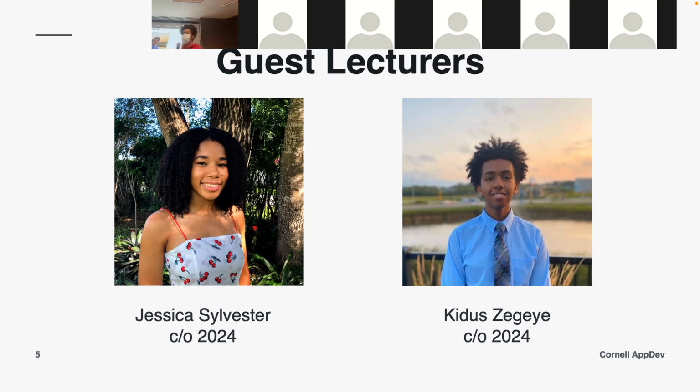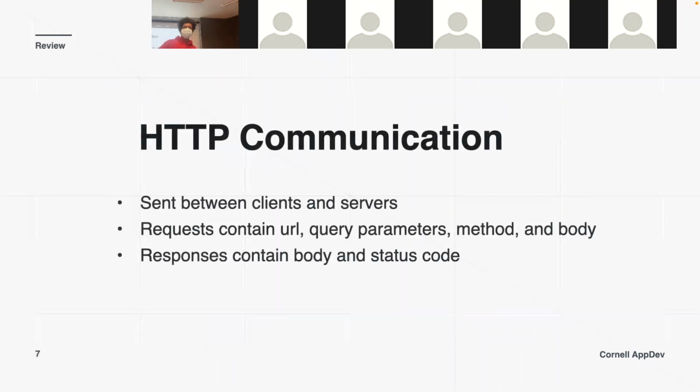Hello, my name is Caduce, and we will be learning about HTTP communication. So in review, HTTP is used to communicate between clients and servers. They communicate between each other using requests. And the request contains URLs, query parameters, methods, and bodies. The responses from these requests from the server to the client will also contain a body and a response code, like failure or success.